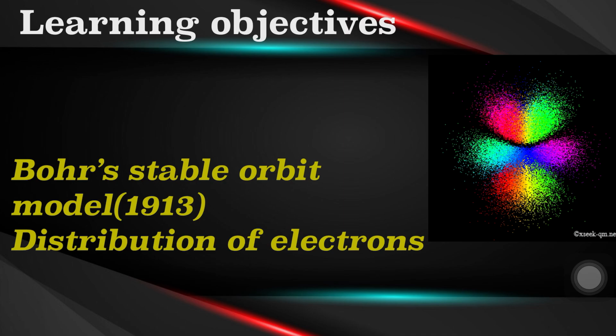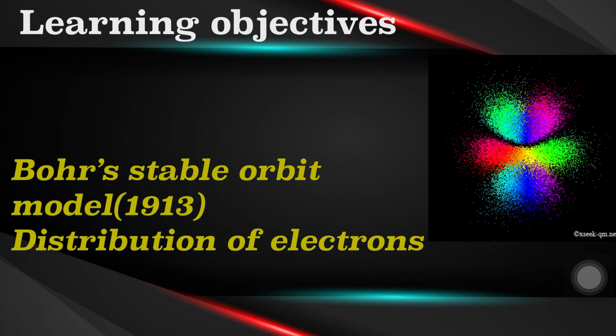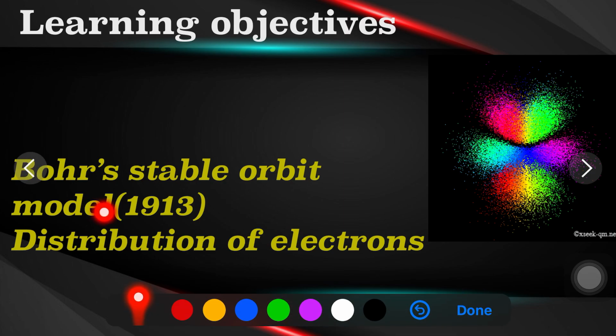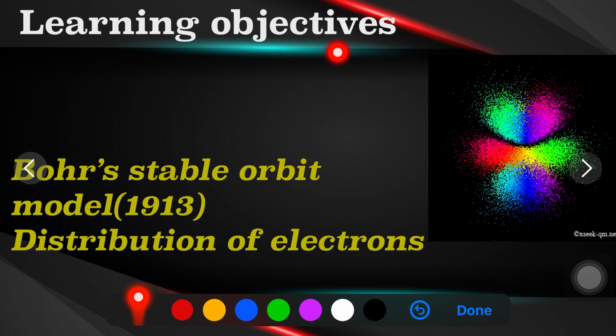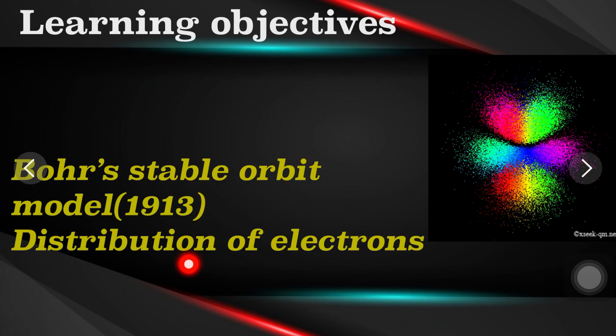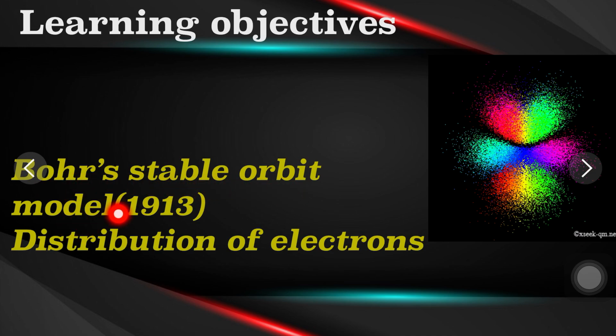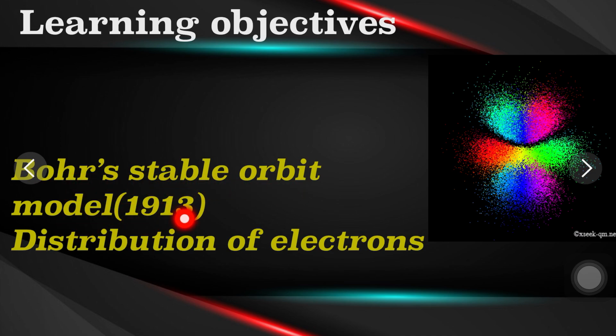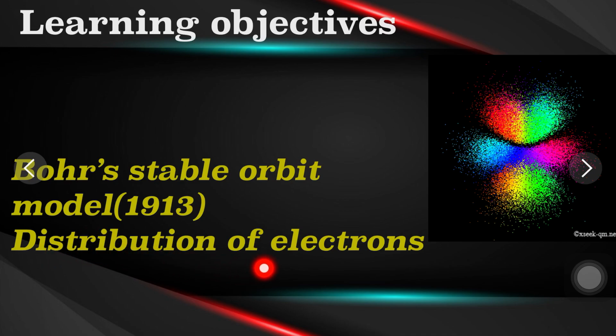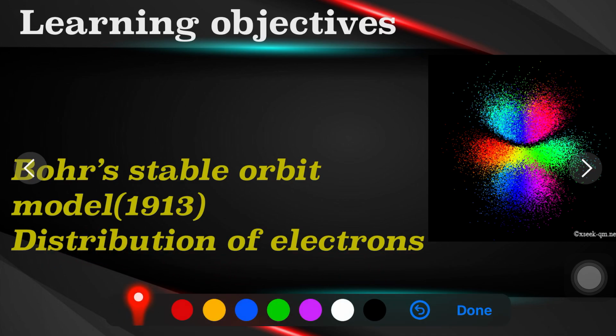Students, before beginning with this chapter, let us discuss the learning objectives of this module. You are going to learn about Bohr's stable orbit model and the distribution of electrons.